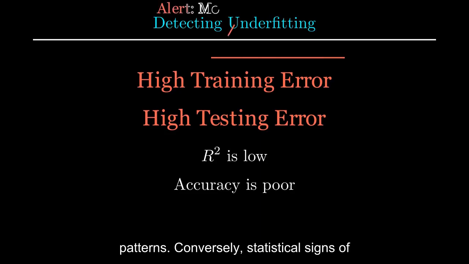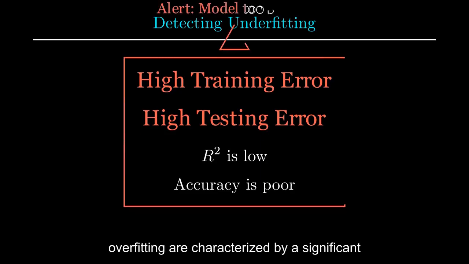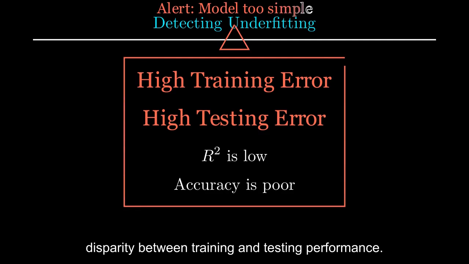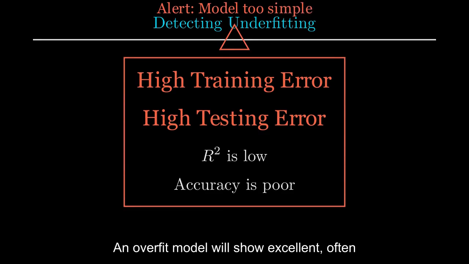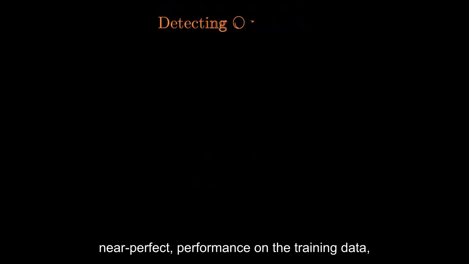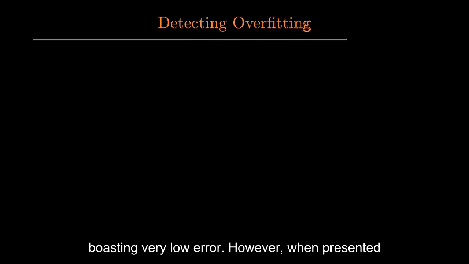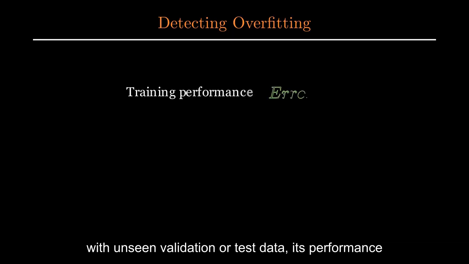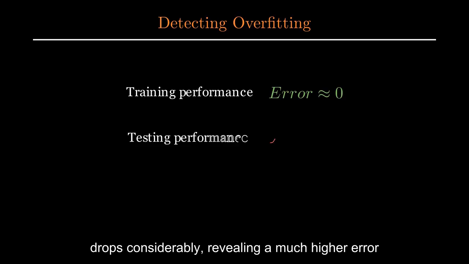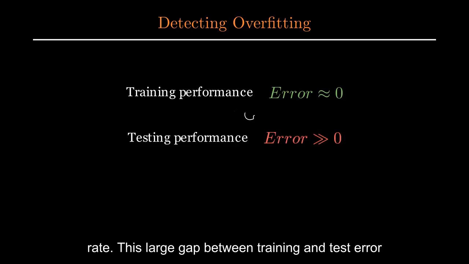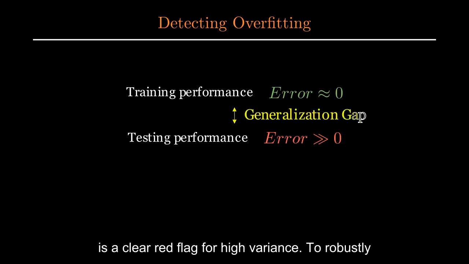Conversely, statistical signs of overfitting are characterized by a significant disparity between training and testing performance. An overfit model will show excellent, often near perfect, performance on the training data, boasting very low error. However, when presented with unseen validation or test data, its performance drops considerably, revealing a much higher error rate. This large gap between training and test error is a clear red flag for high variance.